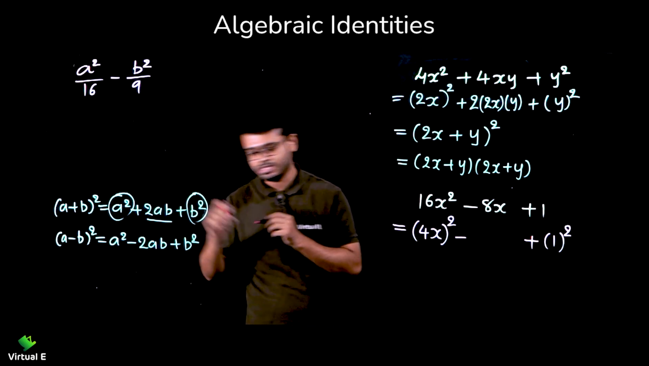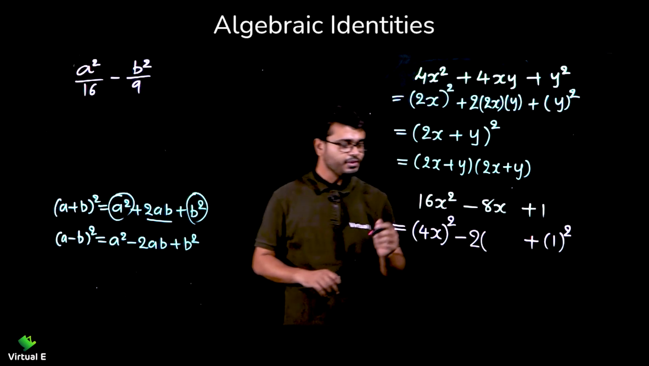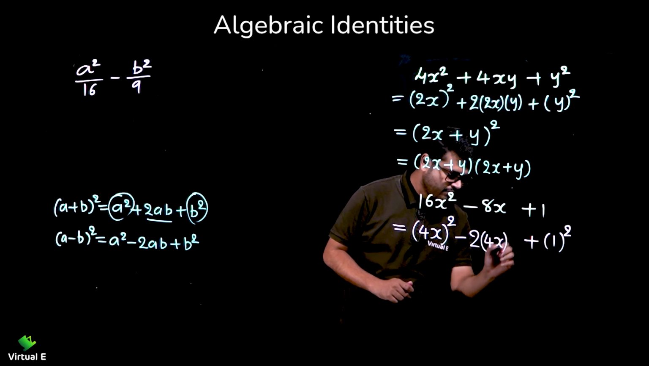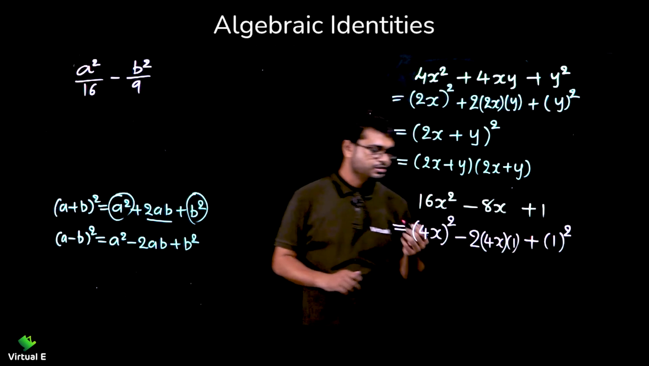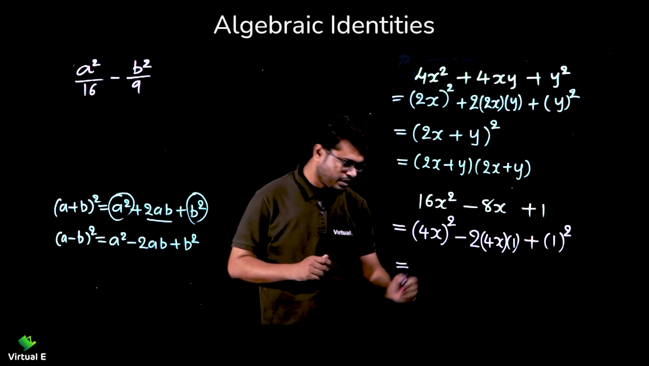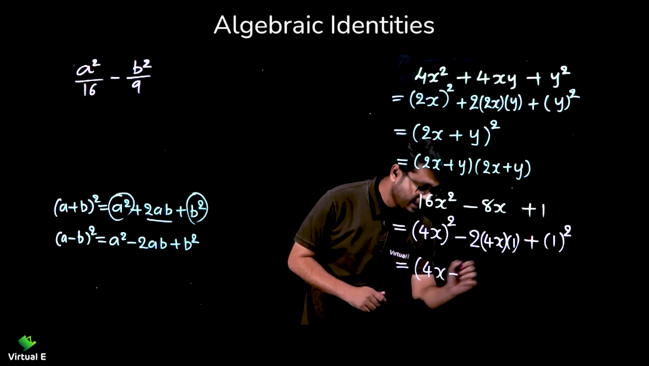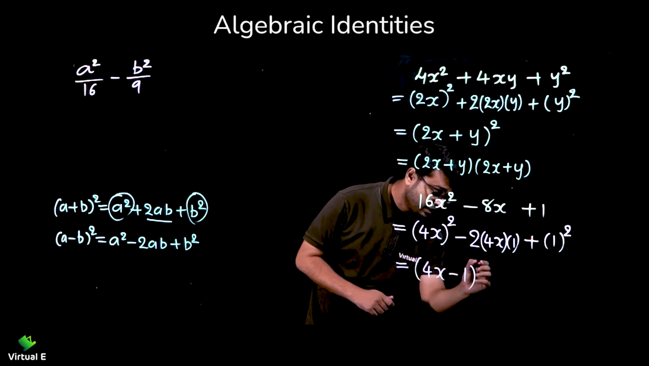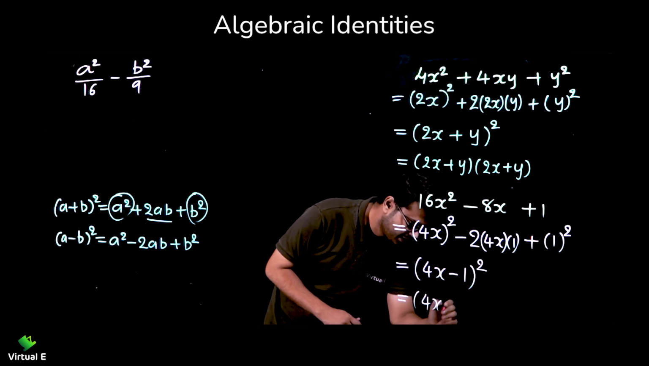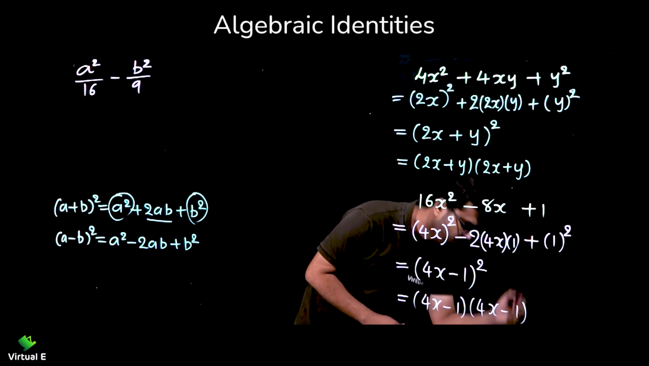Middle term here 2 is there. So first of all, let's write 2 here, then b. A is 4x, and b is 1 here. So what we can write is a minus b whole square. Here a is 4x, then minus, and b is 1, and here square. Let's write further, which is 4x minus 1, and here also 4x minus 1.